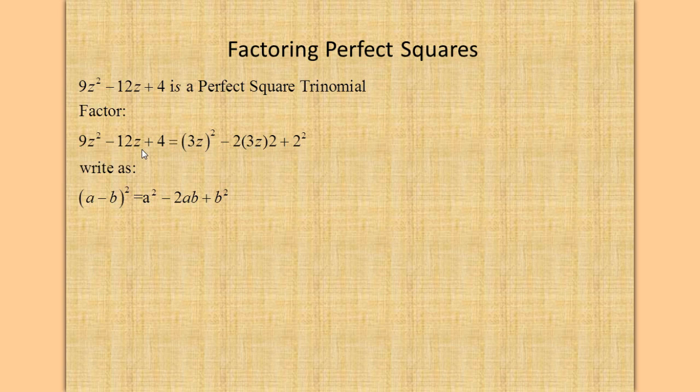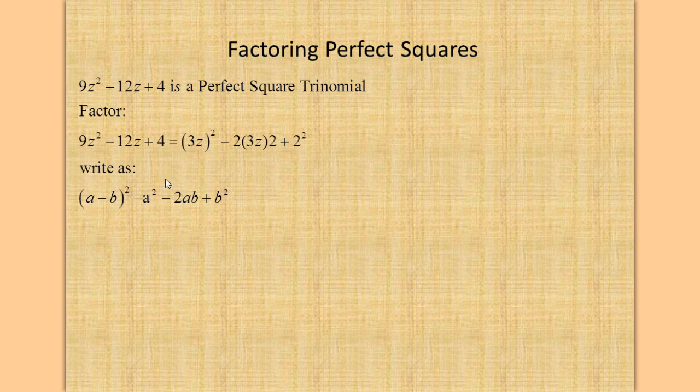We take our middle term, which we found out was 2 times the first and the last, the square root of 2 times the first and the last term, which is 2 times 3z times 2, and we find the square of the square root of the last term, which is 2. So 2 squared. Okay. And we write this according to our formula: a minus b squared is equal to a squared minus 2ab plus b squared.